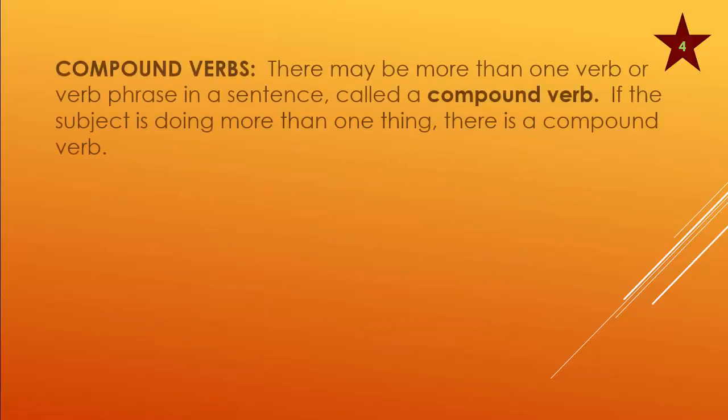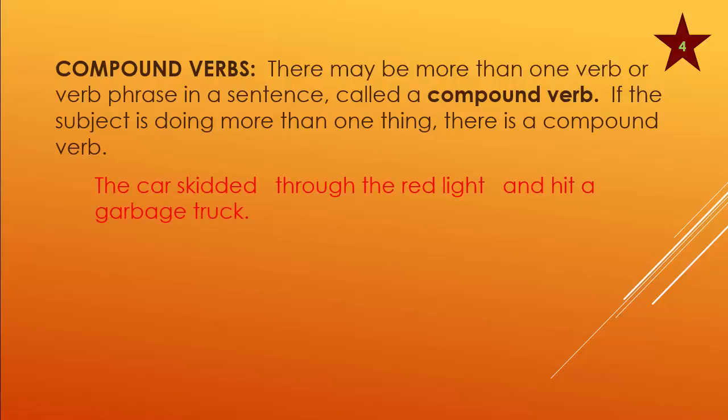Number 4. Compound verbs. There may be more than one verb or verb phrase in a sentence, called a compound verb. If the subject is doing more than one thing, there's a compound verb. The car skidded through the red light and hit a garbage truck. Through the red light is prepositional. Car is the subject. Skidded and hit are verbs.